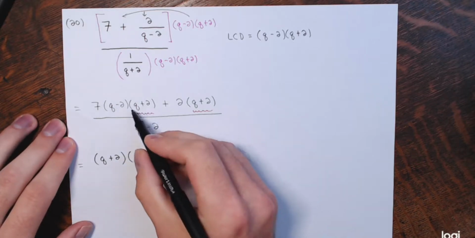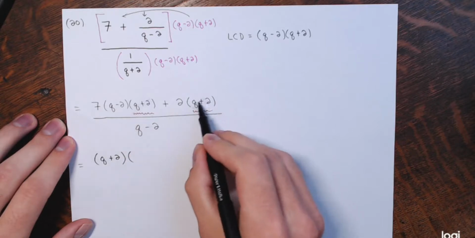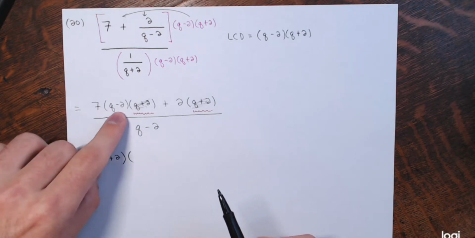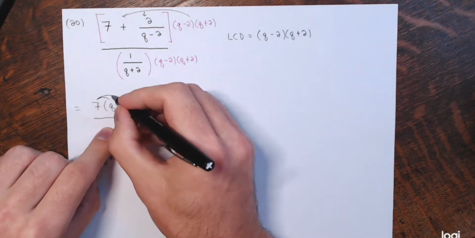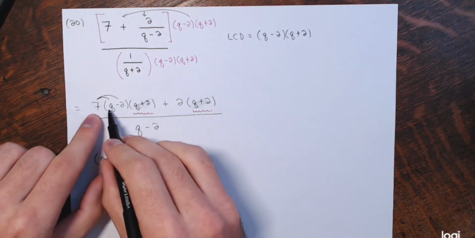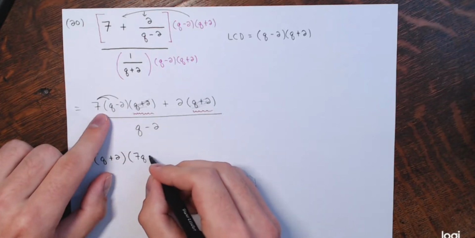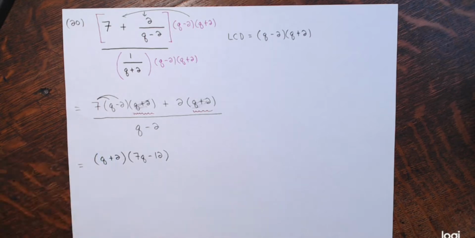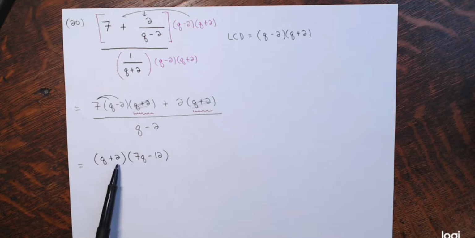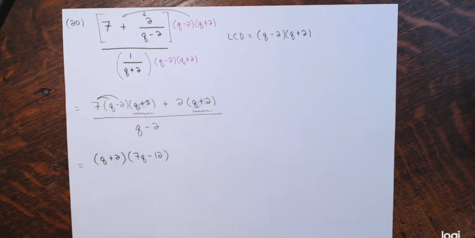And when I do that, and again, just kind of imagine they're pulled out, pull them out. What would be left over would be this 7 times q minus 2, which is 7q minus 14, and then plus 2. 7q minus 14 plus 2 would be 7q minus 12. So when I remove that common factor of q plus 2, there's one factor, and then the remaining stuff would be 7q minus 12.